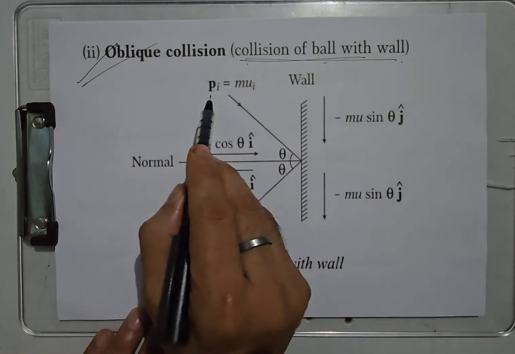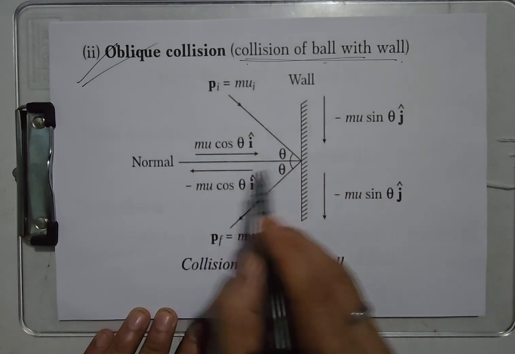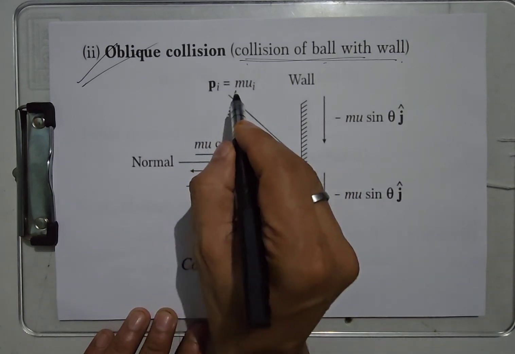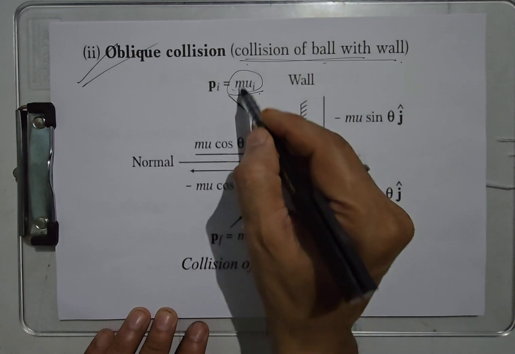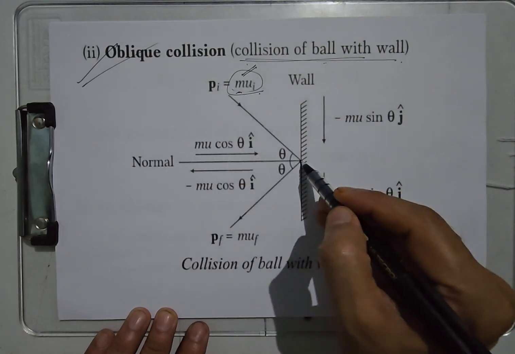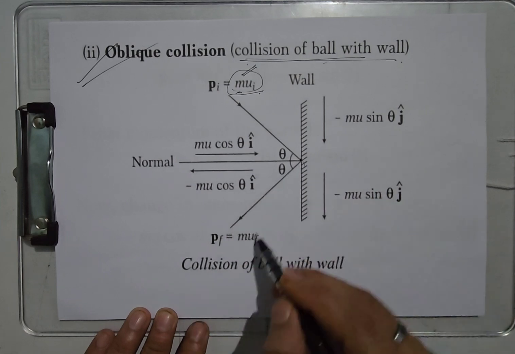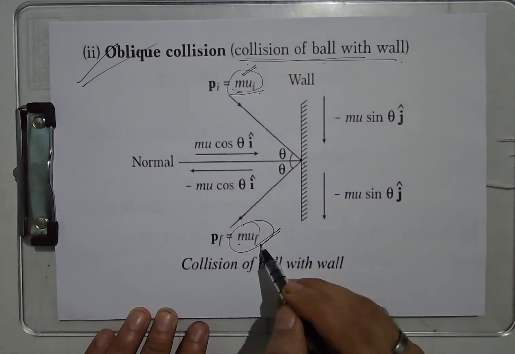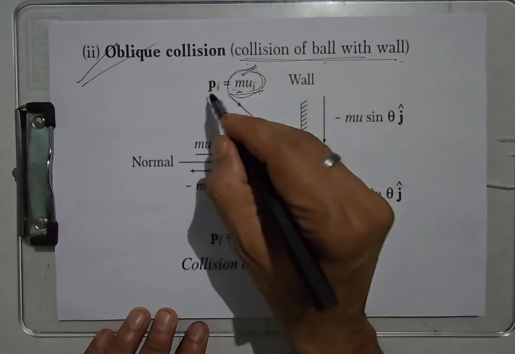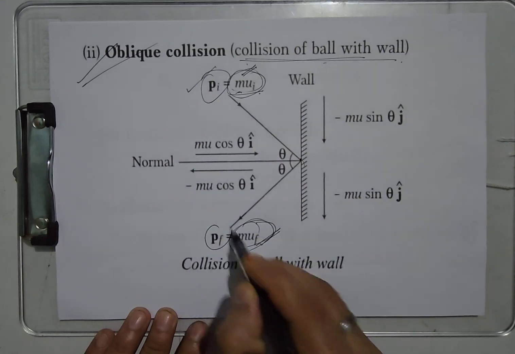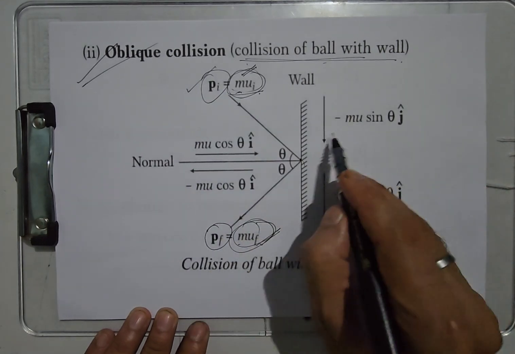How is it happening? Suppose there is a ball striking the wall at angle theta. The initial momentum is m into ui. Let the mass of the ball be m. It is striking at this point. After striking, it moves backward like this, and the final velocity is uf. So m into uf is the final momentum and m into ui is the initial momentum. Pi is the initial momentum and pf is the final momentum. So we can see here.